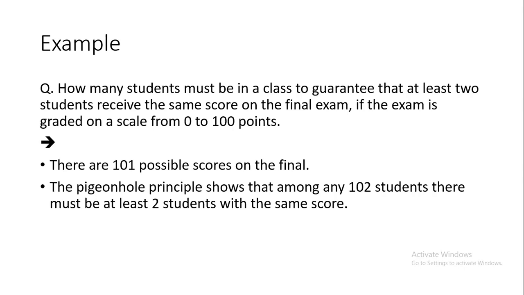So here, one student has already scored 100, and that remaining student also scored 100. So we can say that at least 2 students have the same score, and at least 2 means more than 2 is also possible. Understood?